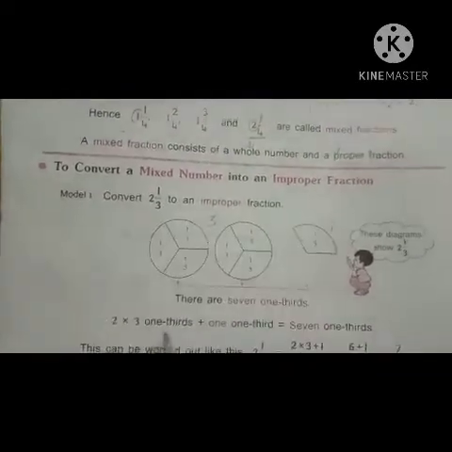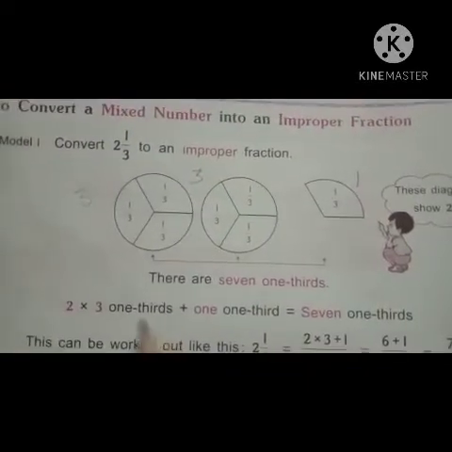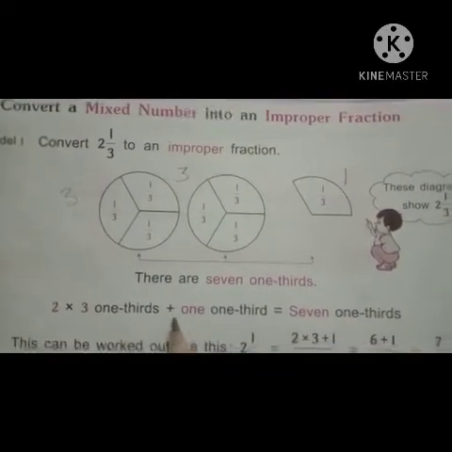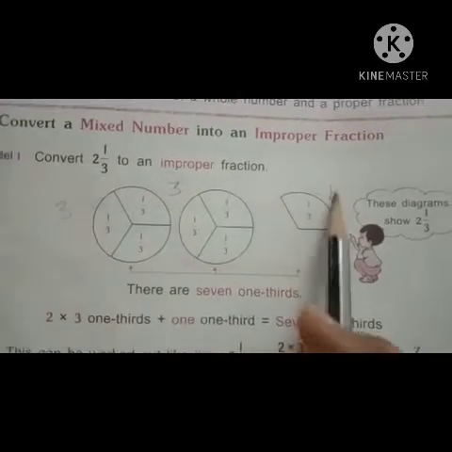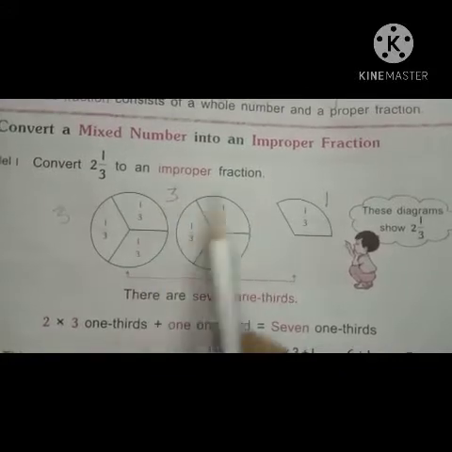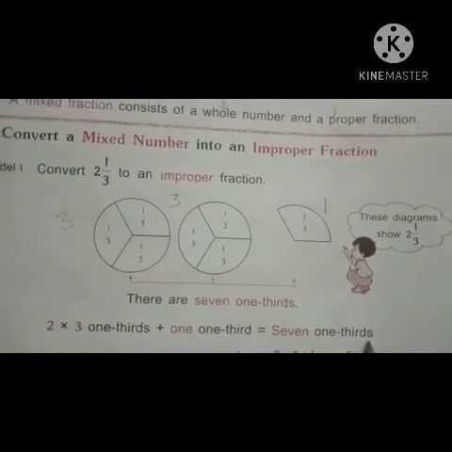2 into 3 is 6 thirds. How many are there? 2 into 3, 6 thirds, plus 1 third equals how much? How much total? 7 1 by 3s are there here.